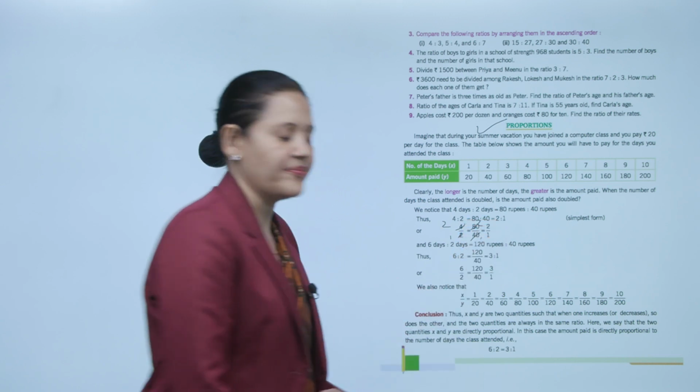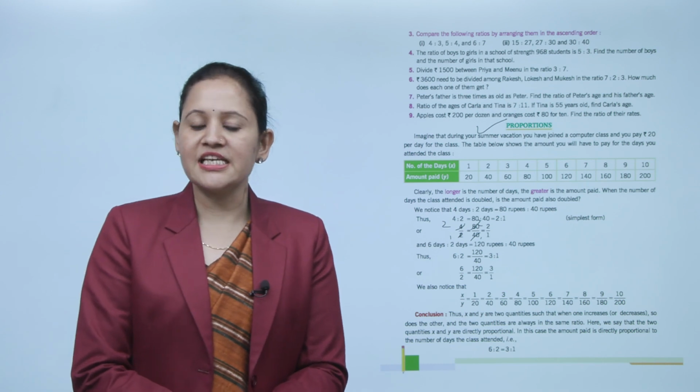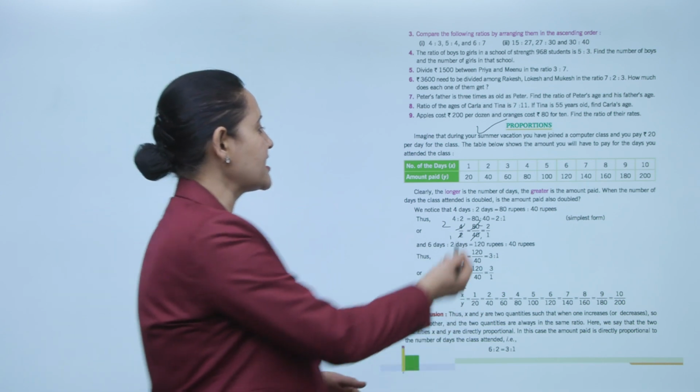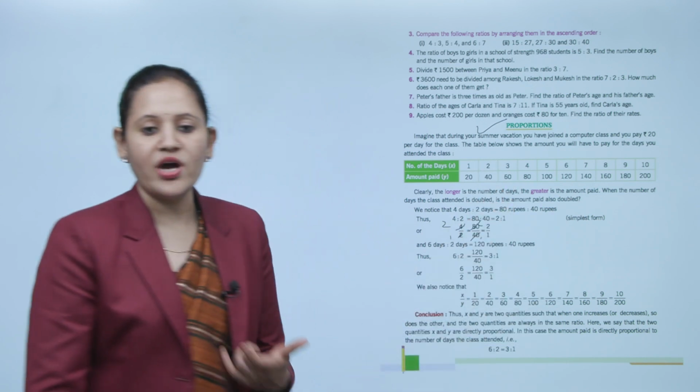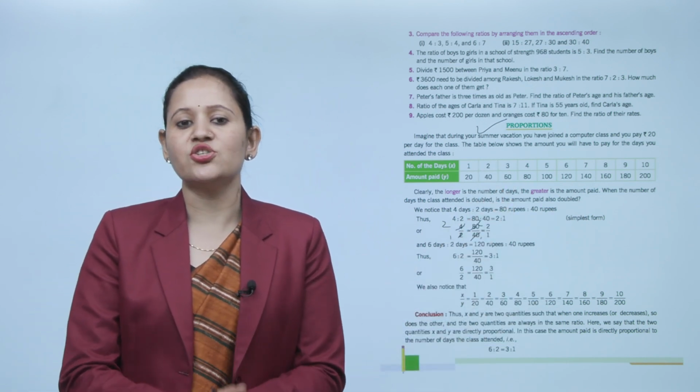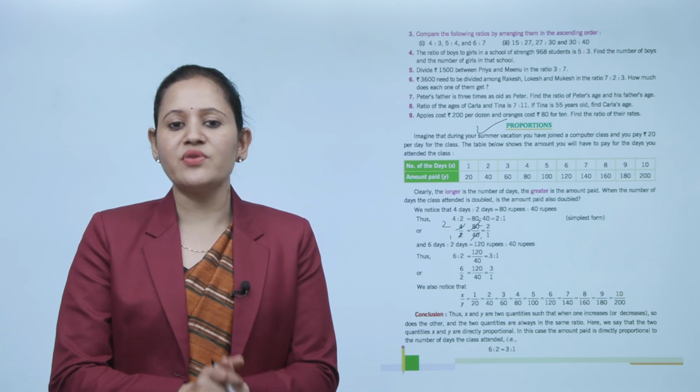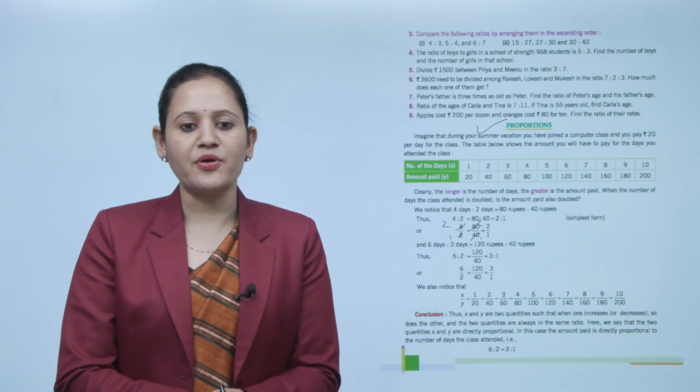2 upon 1. As 6 days ratio 2 days. 6 days का कितना है? 120 rupees. 2 days का 40 rupees. So 120 upon 40, 3:1. 6/2 equals 120 upon 40 equals 3 upon 1.